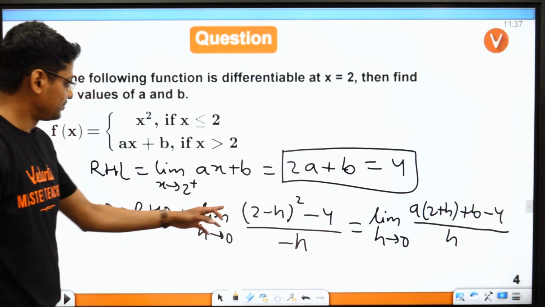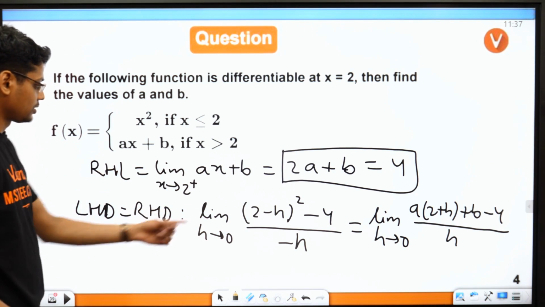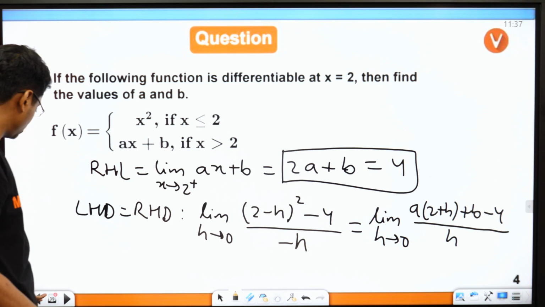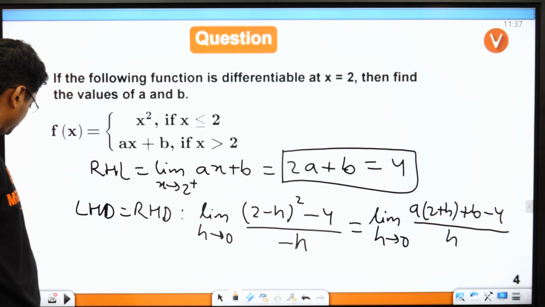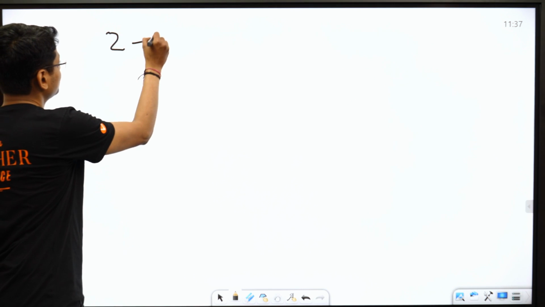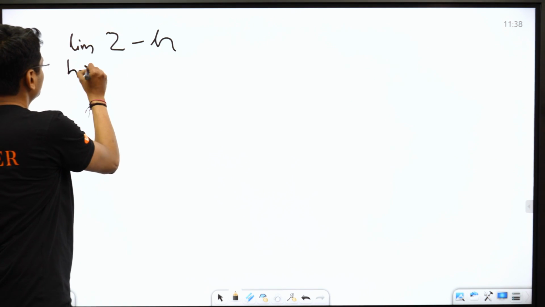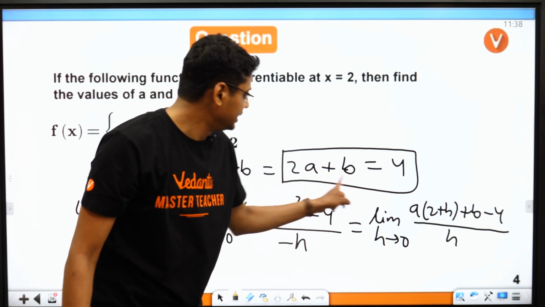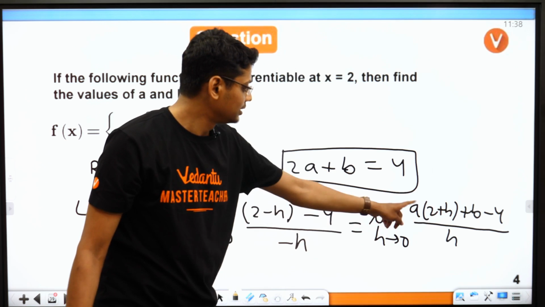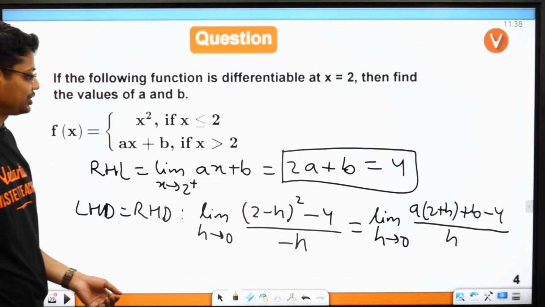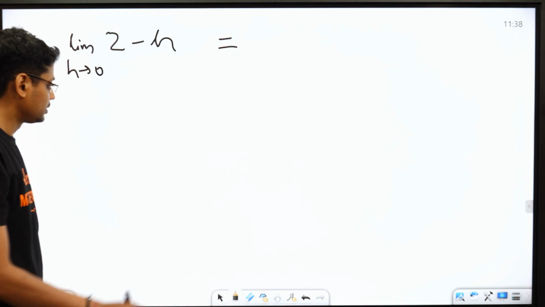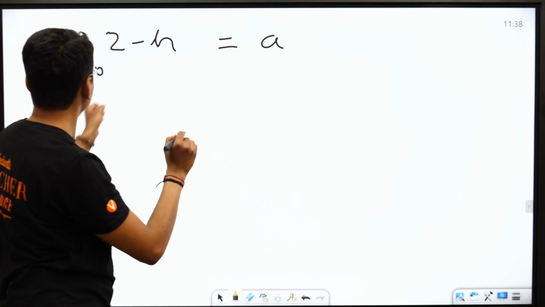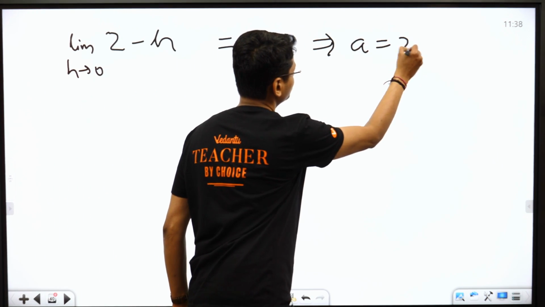So basically this becomes 4 and minus 4 cancel out. So basically it becomes 2 minus h, limit h tending to 0, equal to 2a plus b is anyway 4, so it cancels out. So ah divided by h, sorry, a is what we have got. So this becomes a. So basically a is equal to 2.